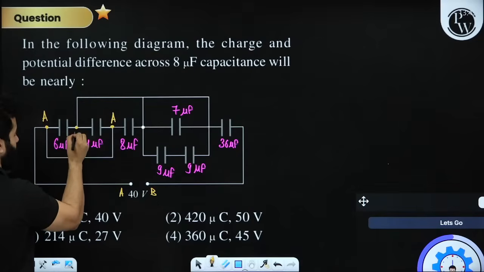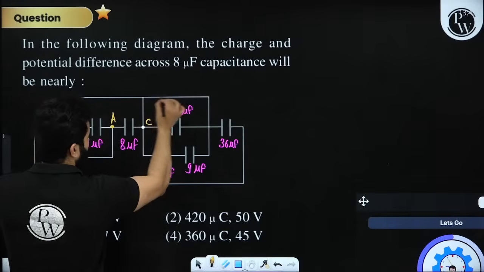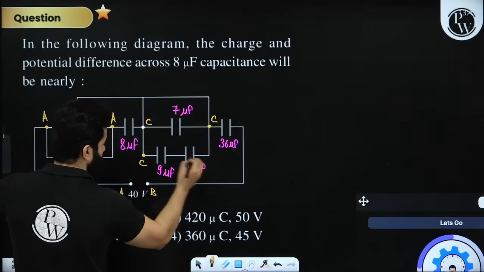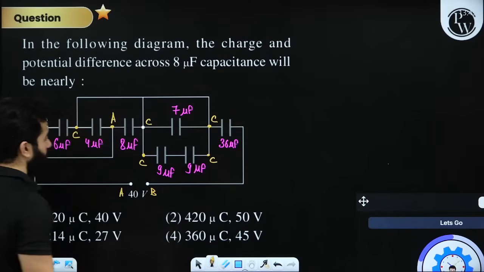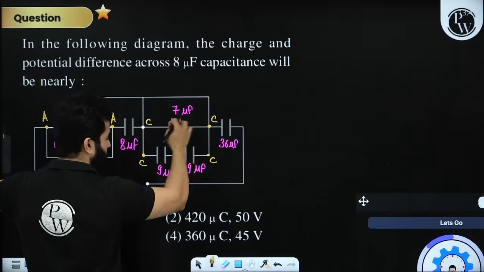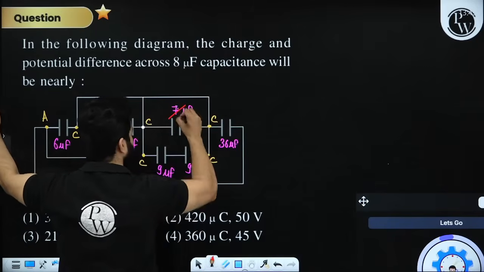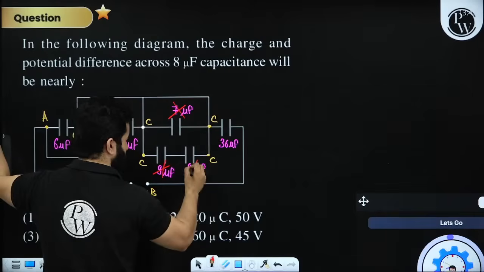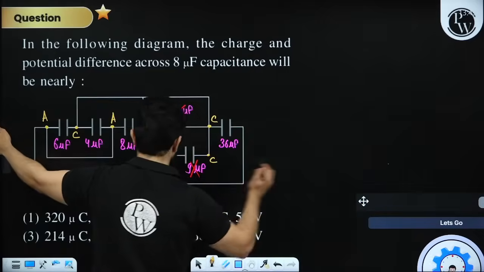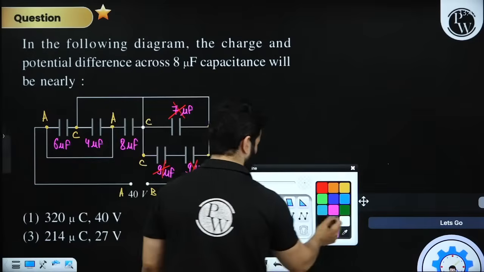So I'm going to name this another point as C. If this point is C, then this point is C, and hence this point and this point are also C. Now what I am trying to say is, because they are at the same potential, charge will not flow between them. So there is no point of talking about this 7, this 9 and this 9, because charge is not going to flow. And mind you, this point is B, so this point is B. Now let's start to draw the circuit again.